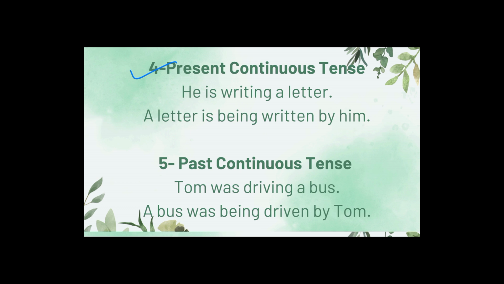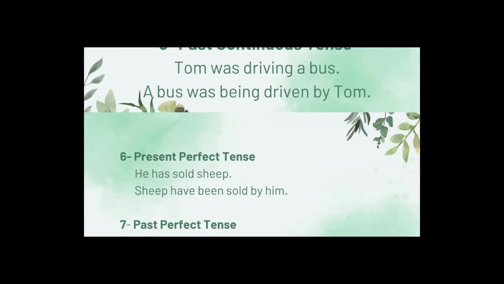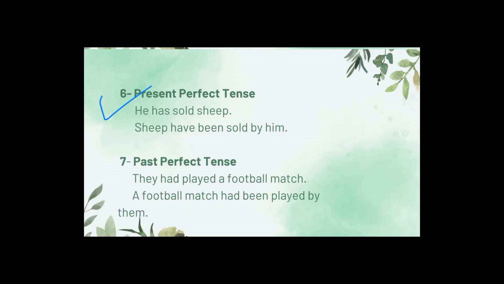So in continuous, you will always add being and the third form of the verb. Now the next is past continuous. Here it is used: was driving. So here also, as it is continuous, whether it is present continuous or past continuous, you will always add being. Was being and the third form of the verb drive. Second form is drove and the third form is driven. So here it will be used in this way and your passive voice sentence will be: a bus was being driven by Tom.